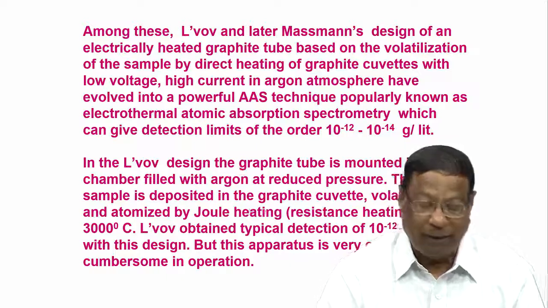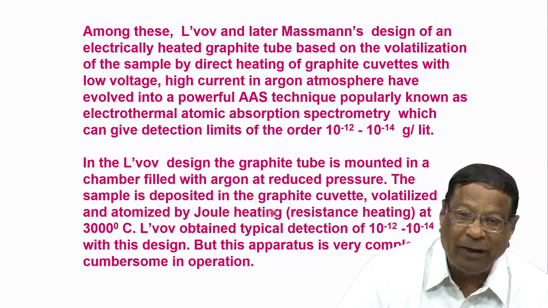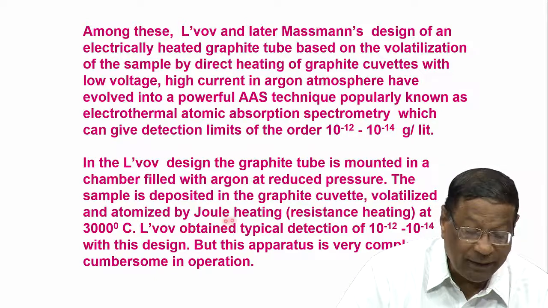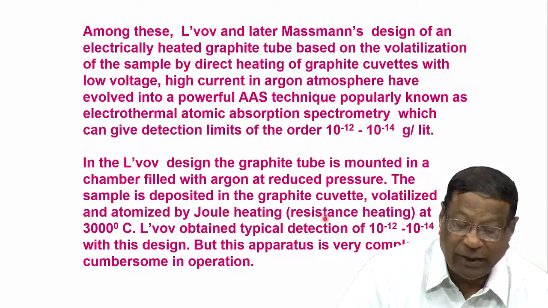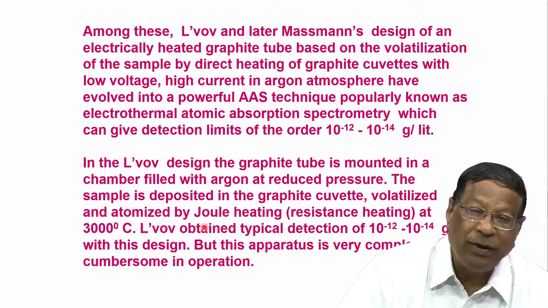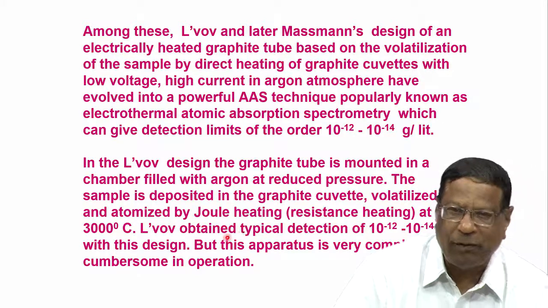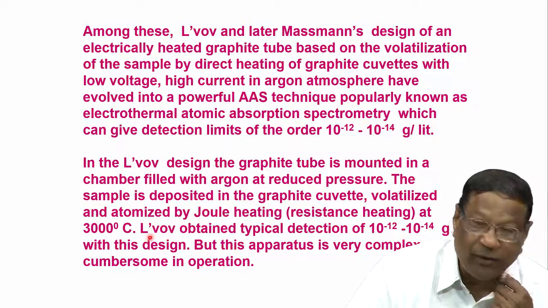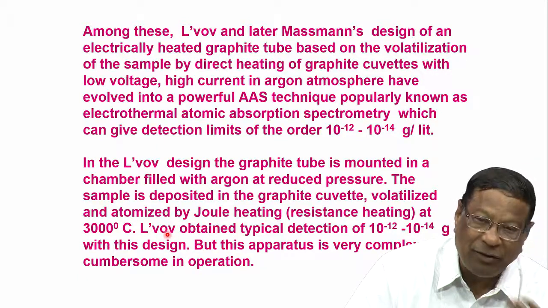So, in the L'vov design, the graphite tube is mounted in a chamber filled with argon at reduced pressure. The sample is deposited in the graphite cuvette, as I told you, volatilized and atomized by Joule heating, that is resistance heating at 3000 degrees centigrade. I can heat it to 2000, 2500, 3000, anything, because graphite can be heated to very high temperature without destruction, because it is a conducting material, it does not burn when you pass electric current, but temperature can develop.